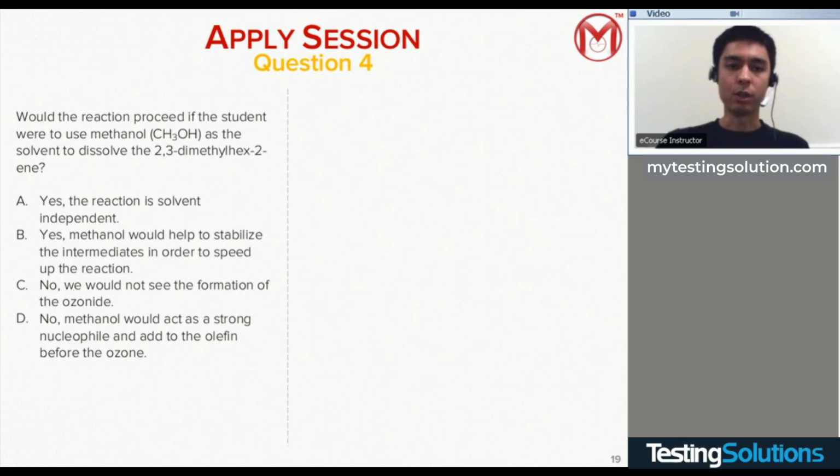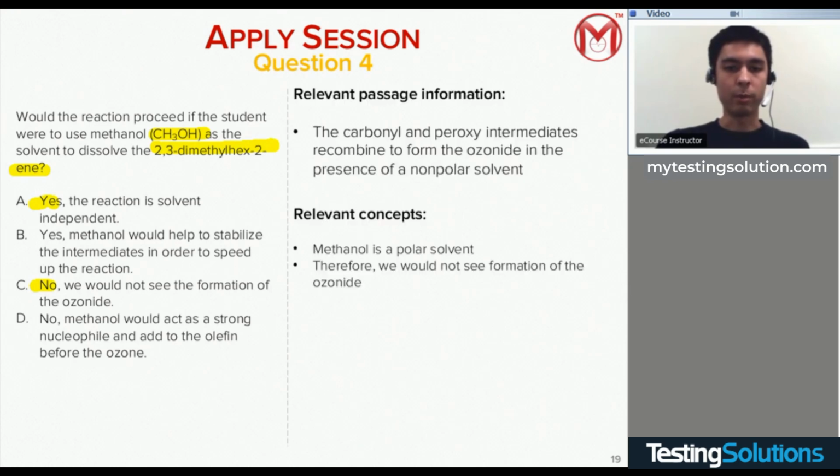Okay, so interesting question. Would this reaction proceed? We're being asked to think about this experimental design. Would this reaction proceed if the student were to use methanol as a solvent to dissolve the 2,3-dimethylhex-2-ene? Okay, well, the answer is either going to be yes or no, right? And then we need to figure out why it is going to be yes or no. So what are we told in the passage? Well, we're told that the carbonyl and the peroxy intermediates recombine to form the ozonide in the presence of a nonpolar solvent.